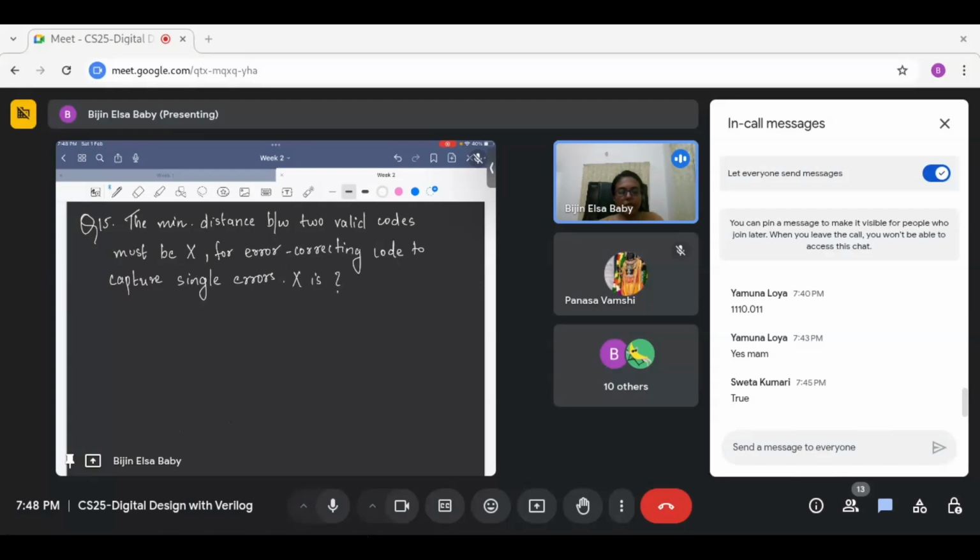Next question is the minimum distance between two valid codes must be x for error correcting code to capture single errors. And what will be the x? That is the minimum distance between two valid codes in the error correcting code.